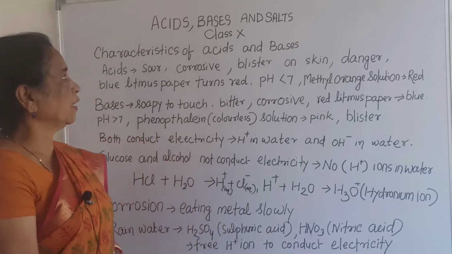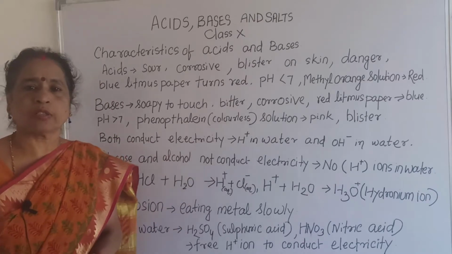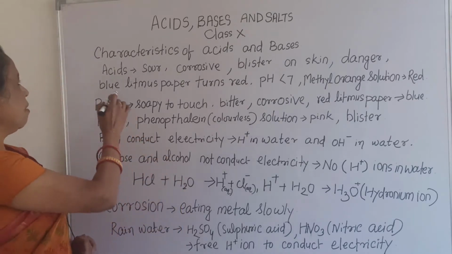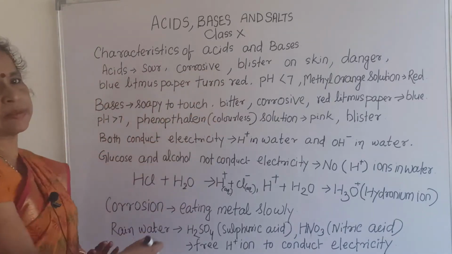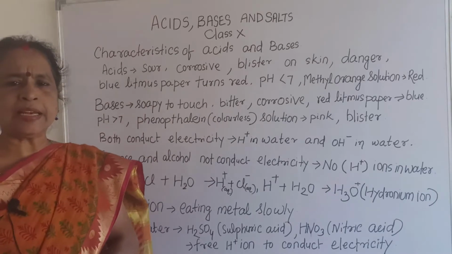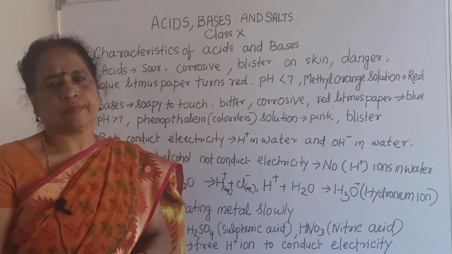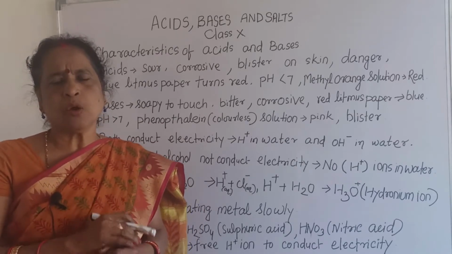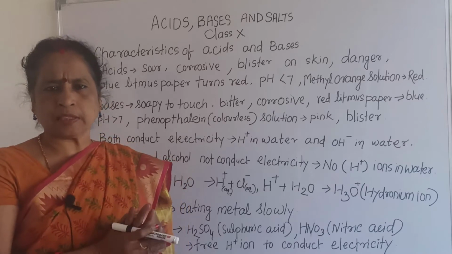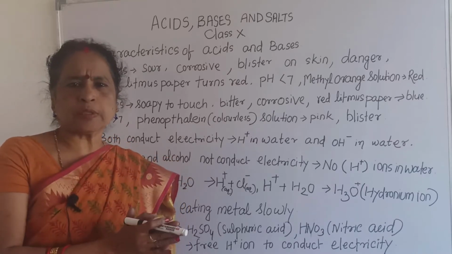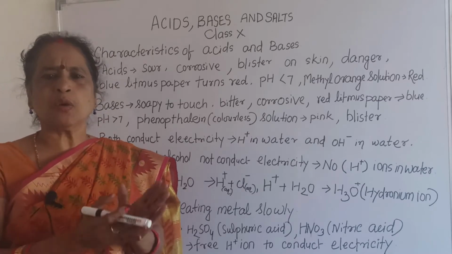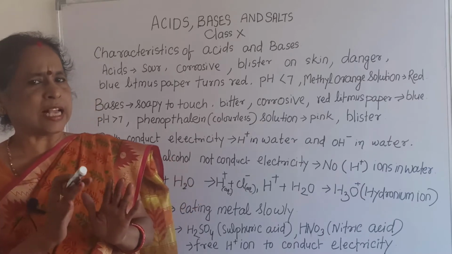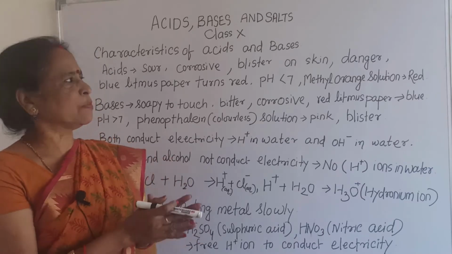Now I will explain the chapter Acids, Bases and Salts of class 10, which is according to the CBSE syllabus. Now we will see the meaning and characteristics of acids and bases. What are the main characteristics of acid and base? Before that, again I want to say what is acid. Acid is one which produces H plus ion in water. Bases are ones which produce OH minus ion in water. That means acid produces H plus ion, base produces OH minus ion.